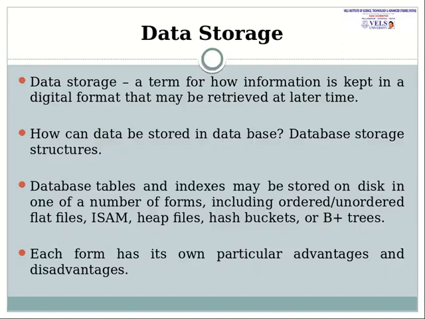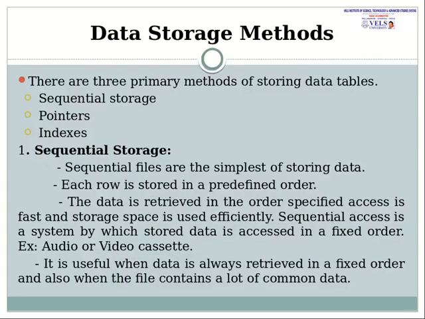Database tables and indexes may be stored on disk in one of a number of forms, including ordered and unordered flat files, ISAM, heap files, hash buckets and B+ trees. Each form has its own particular advantages and disadvantages for different storage methods. Let me see them one by one. The primary data storage methods are sequential storage, pointers and indexes.